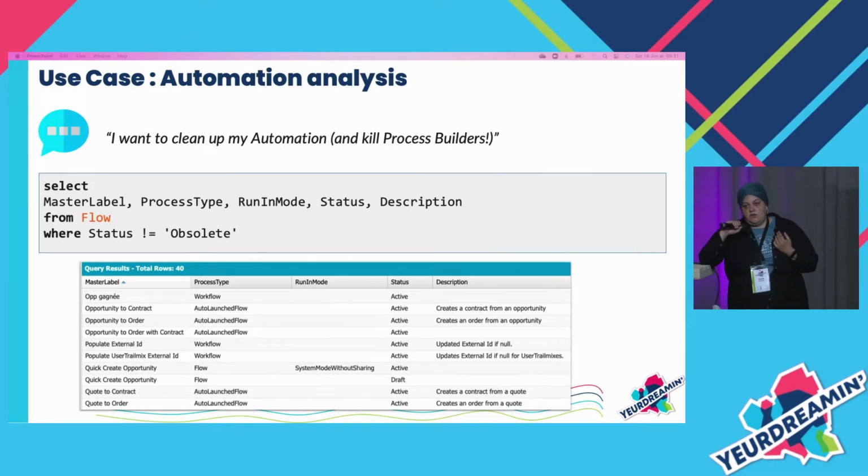And one thing that is very interesting to me is the running mode, because it's very simple to bypass all the security and the field settings and everything by running the flow in system mode, but sometimes it's quite dangerous to have it this way, so admins should already be aware of it. The running mode will show you if the flow is running in a system context, so skipping all the security settings. It's a good way to make a security review.